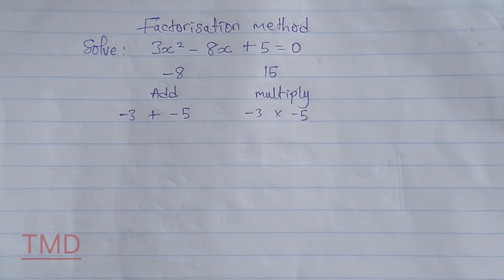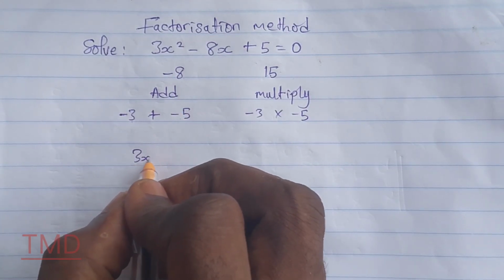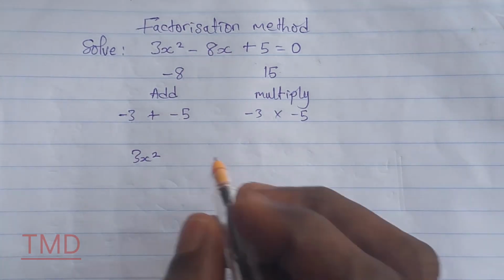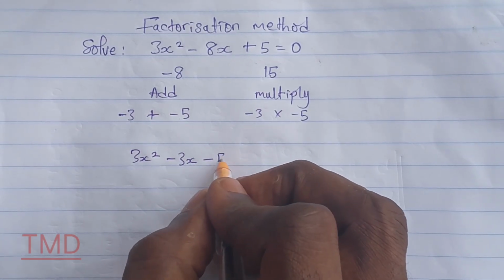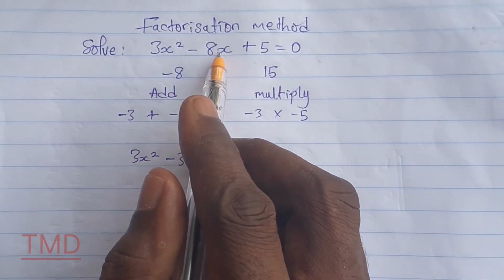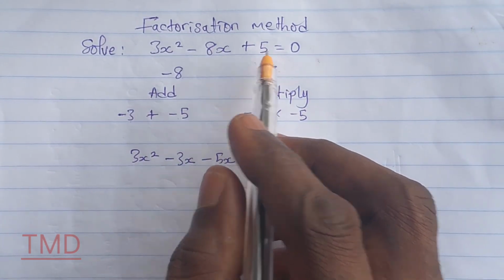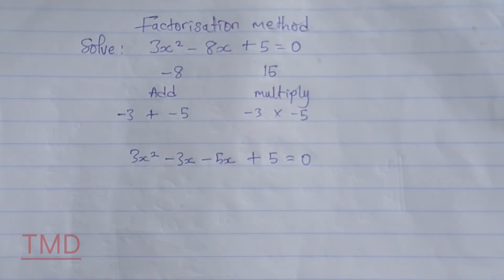So we've gotten our two factors, and that's pretty much simple now. We go back to the question, we write 3x squared, and then we write the middle term in factor form: minus 3x, minus 5x, which gives us minus 8x. Then we write the constant, which is 5. Once you get to this point, believe you me, you are very safe, because the remaining steps are pretty much straightforward.